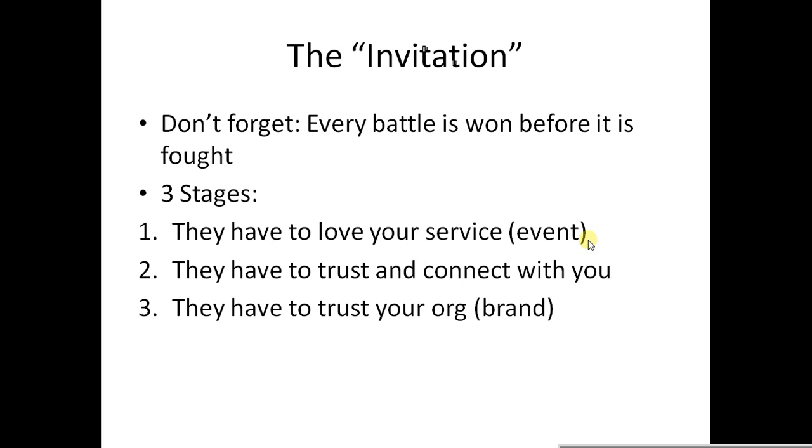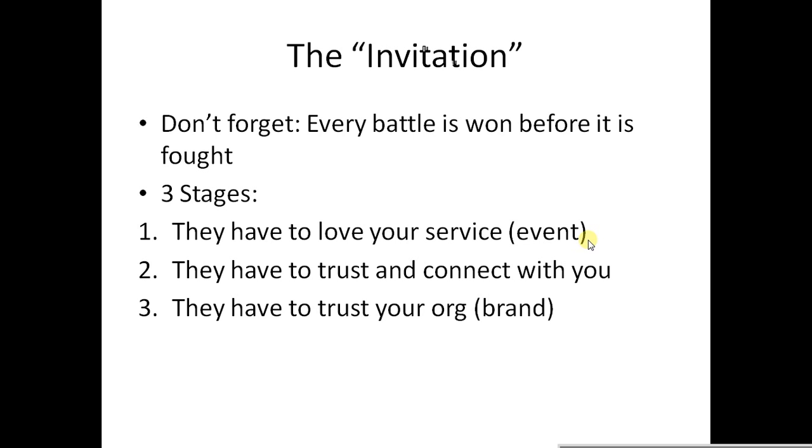But to take it a step further with this last stage, they have to trust your organization. They have to trust the brand. And we all do trust brands. I mean, think about it. When you brush your teeth with a certain kind of toothpaste, it's because you believe and you trust that particular brand. If you didn't trust that brand, you wouldn't be brushing your teeth with that particular toothpaste.